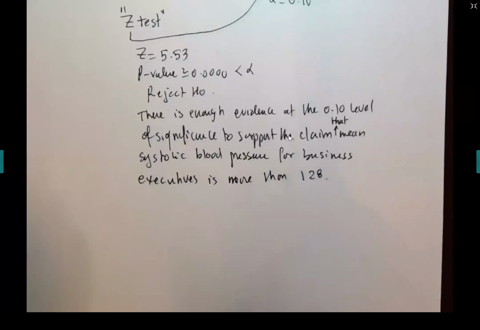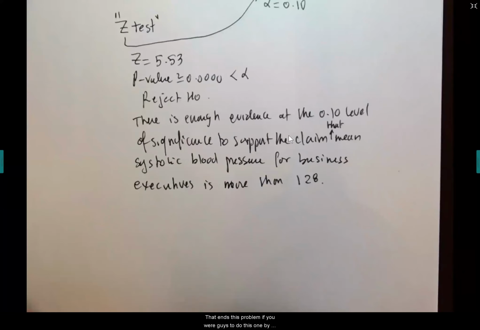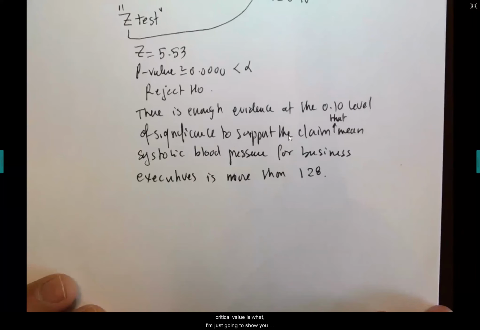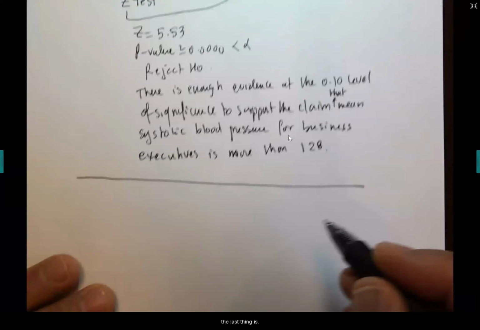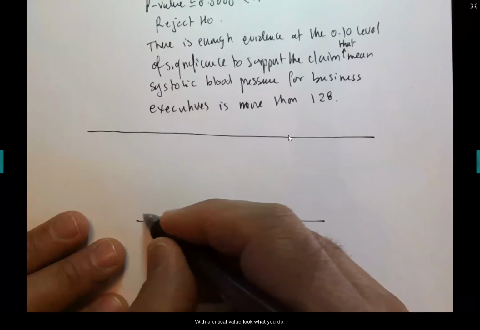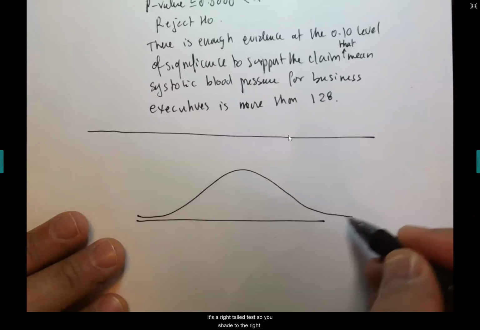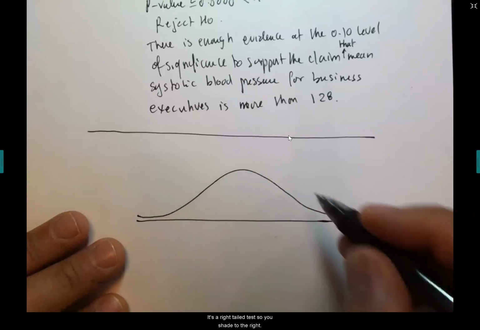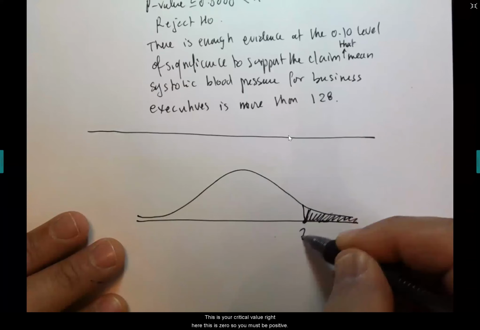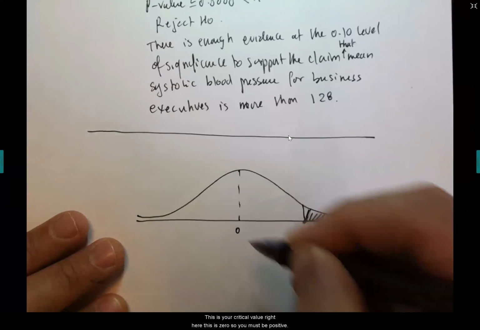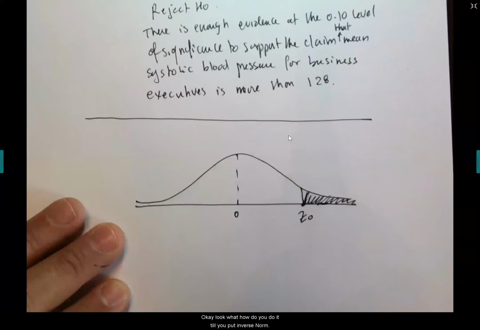And that ends this problem. If you were, guys, to do this one by critical values, watch, I'm just going to show you the last thing here. With a critical value, look what you do. It's a right tail test, so you shade to the right. This is your critical value right here. This is 0, so your critical value must be positive.